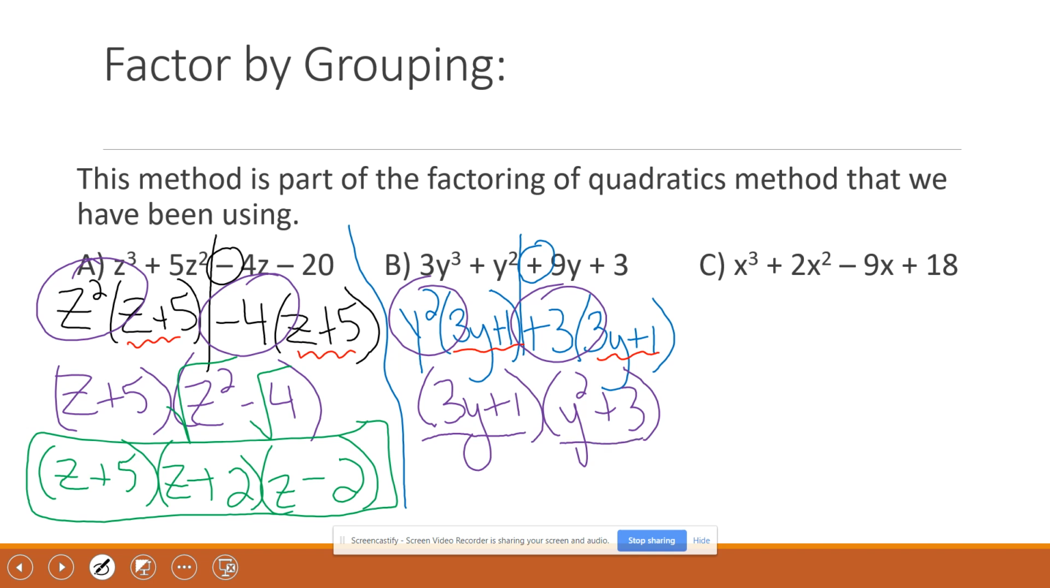And then I look at y squared plus 3. And I say, well, I see y squared, but 3 is not a perfect square, and it's not subtraction. So I really don't see any other factoring we can do there, and that is where we stop.